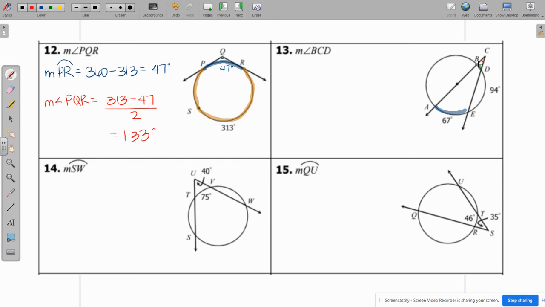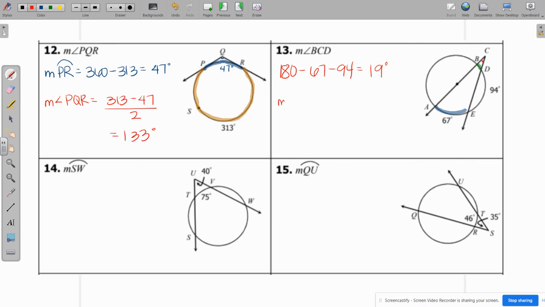Since AB is a diameter of the circle, I know that the arc from A to B should be 180 degrees. So if I take 180 and subtract 67 and 94, I'll be left with the measure of arc BD, which should be 19 degrees.